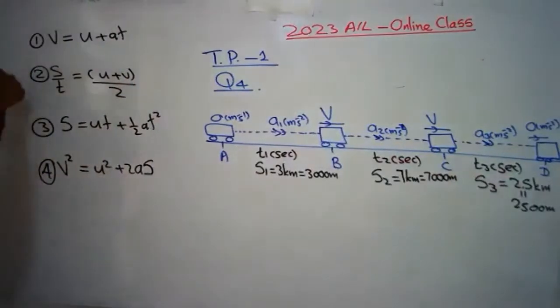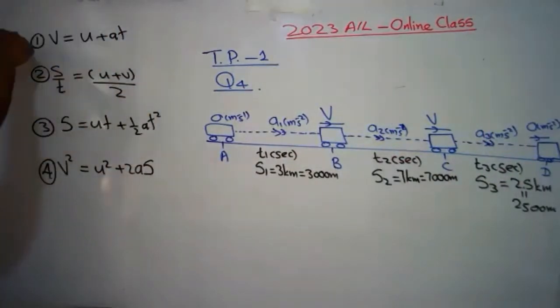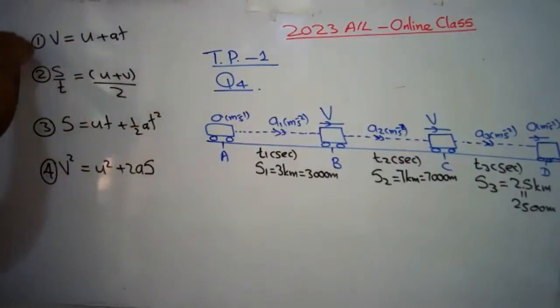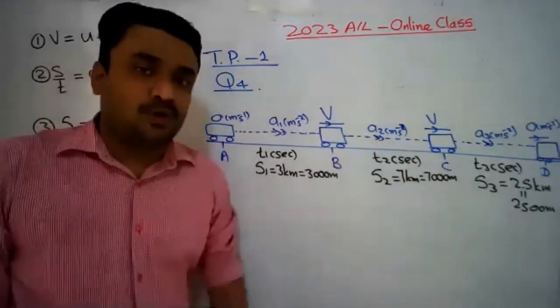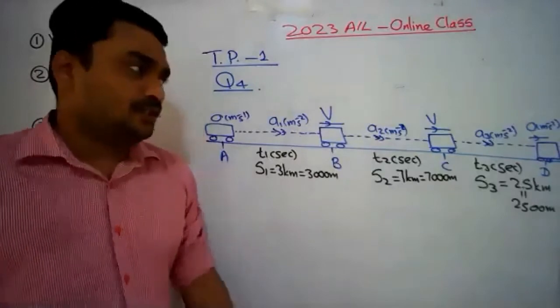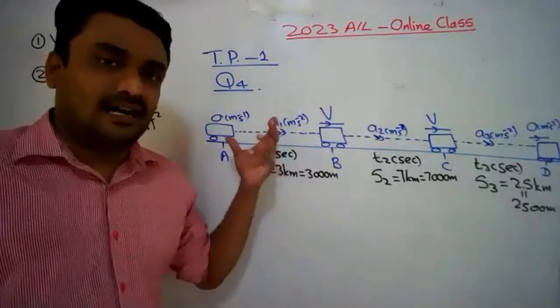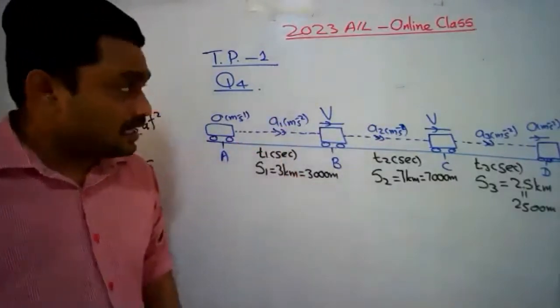So these are the equations that we are going to use. These equations are said to be linear motion equations. I'm going to use these equations to solve this problem. So it means I'm not going to draw a graph. So this is mechanics lesson, linear motion section. Start.